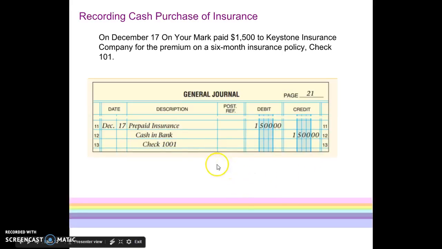And when we journalize this, it's going to look like this. December 17th, debit to prepaid insurance, $1,500, credit to cash and bank, $1,500, check 1001 as a source document. This is nothing new. This is review. We've already been doing this if you go all the way back to Chapter 6.